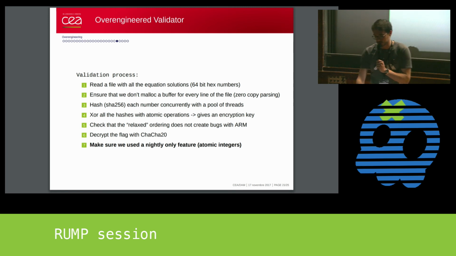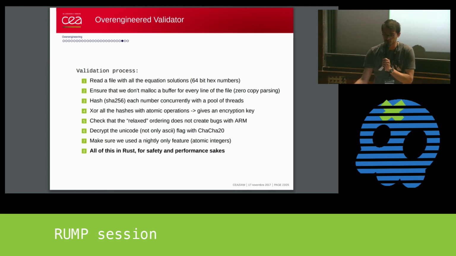So we forced the use of the nightly compiler of Rust. Either you had to download this nightly compiler or understand the code and recode it manually. And then, the final flag wasn't only ASCII. And of course, we did this in Rust for safety and performance's sake.